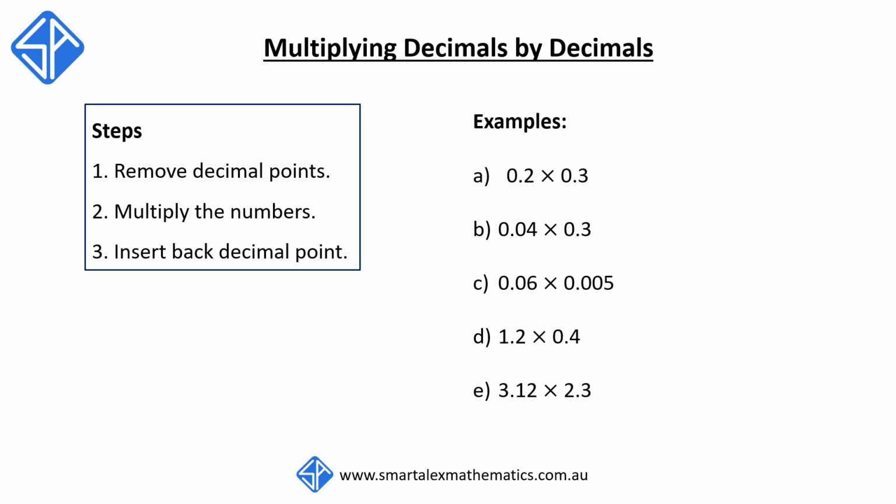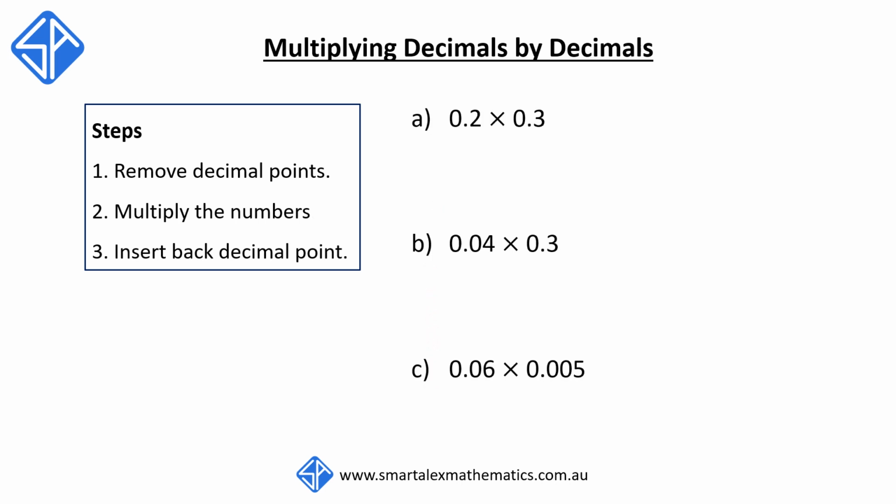There are three steps we can follow when we multiply a decimal number by another decimal number. First, we remove the decimal points from the two numbers. Then we multiply the two numbers as we would normally, and then we insert back the decimal point. So in this video, we're going to look at how to apply these steps to the following examples on the right.